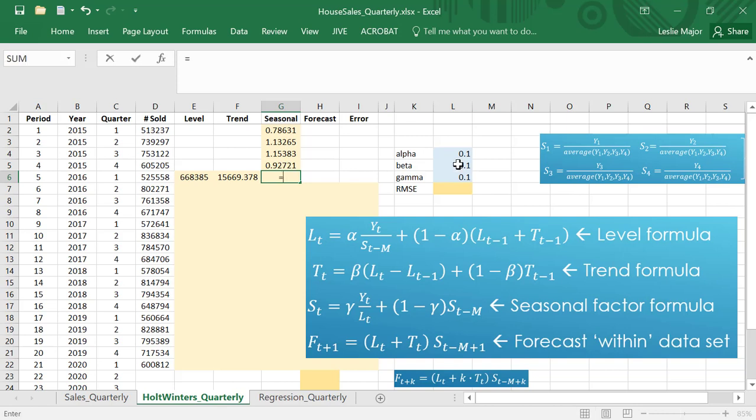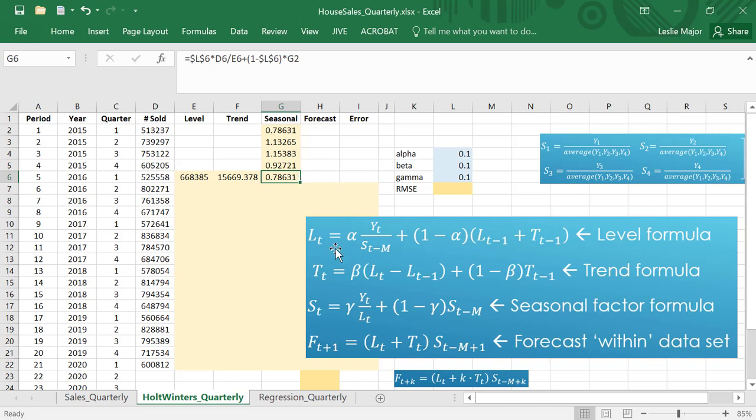Now for my first seasonal, I'm going to take this gamma. Lock that. Always lock your reference to alpha, beta, gamma, times my Yt, so my Y in my current time period, divided by my current level, so that guy right there, plus 1 minus gamma, lock my reference to gamma now, times St minus M. Well, what the heck does that mean? M is always the number of periods in the year. So in this case, quarterly, M will be 4. But I don't worry about that. I just go and look, okay, I am in quarter 1. Go grab my seasonal from the previous quarter 1 and times by that.